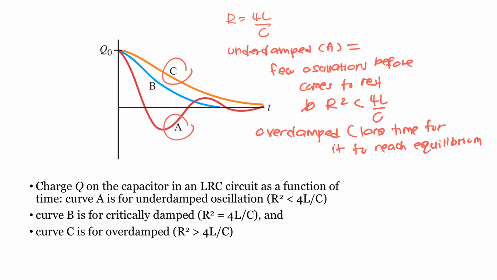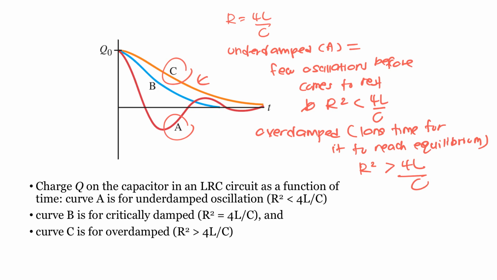Okay, you can see from the pattern that it is going to take a long time for this thing to reach its equilibrium position. So for the overdamped case, the damping constant would be larger than 4L over C.